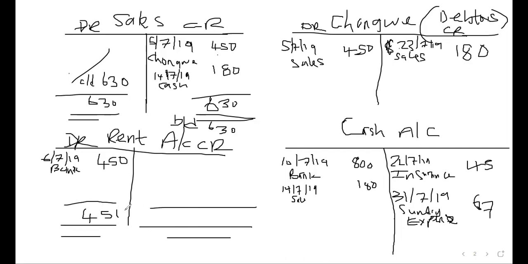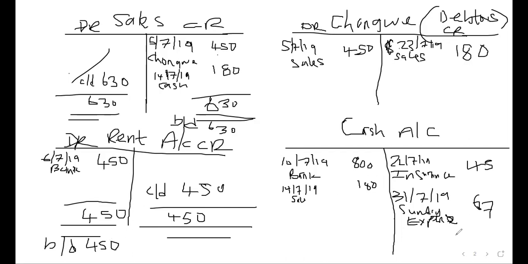So 450 here, 450. So they carried it down always. In this case, carried down would be here where it was empty, and it will be brought down where it was supposed to be. So brought down is 450. We are done with the rent.